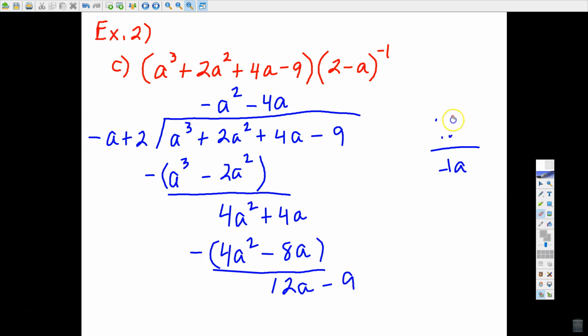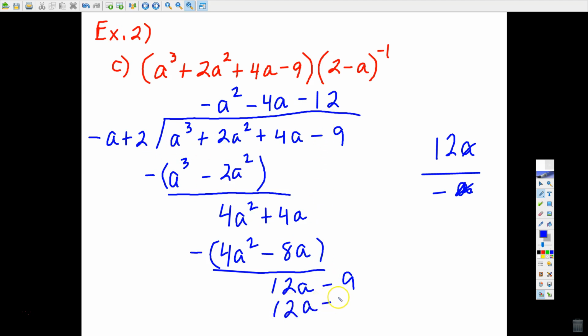Bring down the next term, and let's go through this one more time. Negative a, if you can't see this mentally, then off to the side, put 12a being divided by negative a. Well, that's got to be a negative result, right? Positive divided by negative. The a's here would cancel, and we're left with negative 12. Negative 12 times negative a is 12a. Negative 12 times 2 is negative 24. And we're going to subtract. And we're left with a remainder this time of 15.